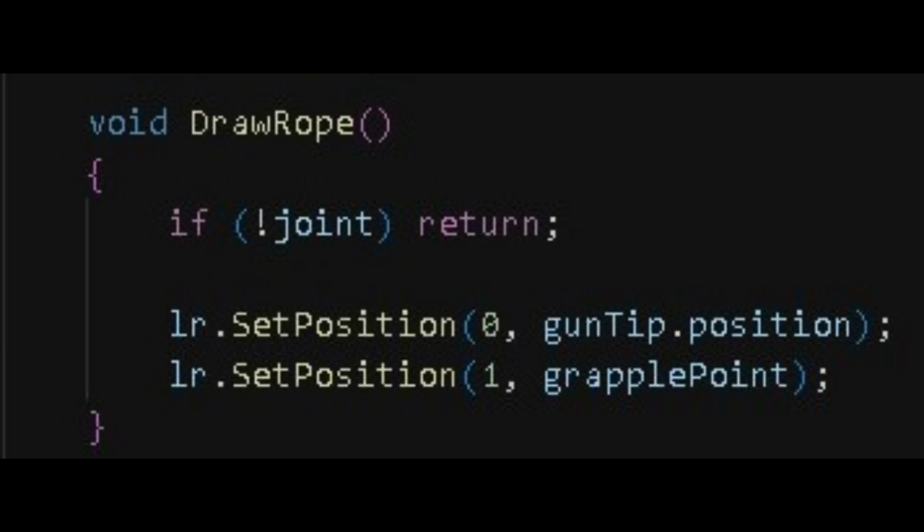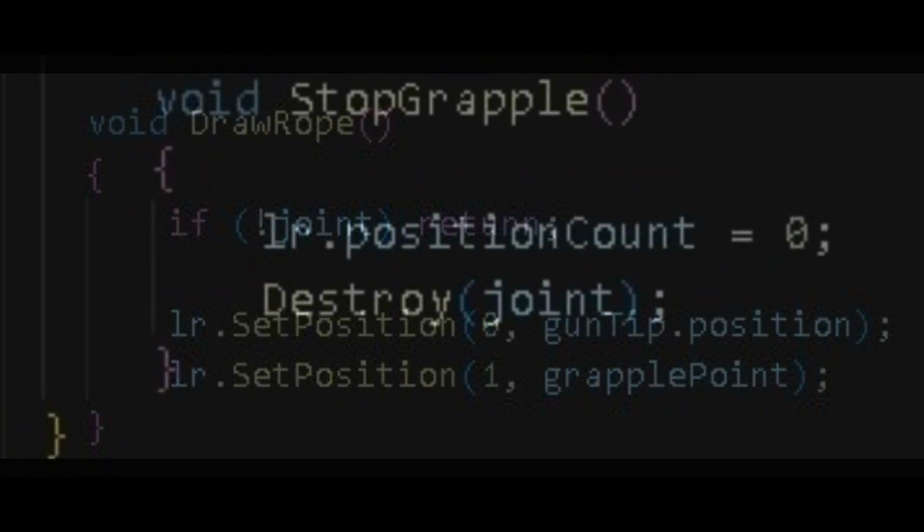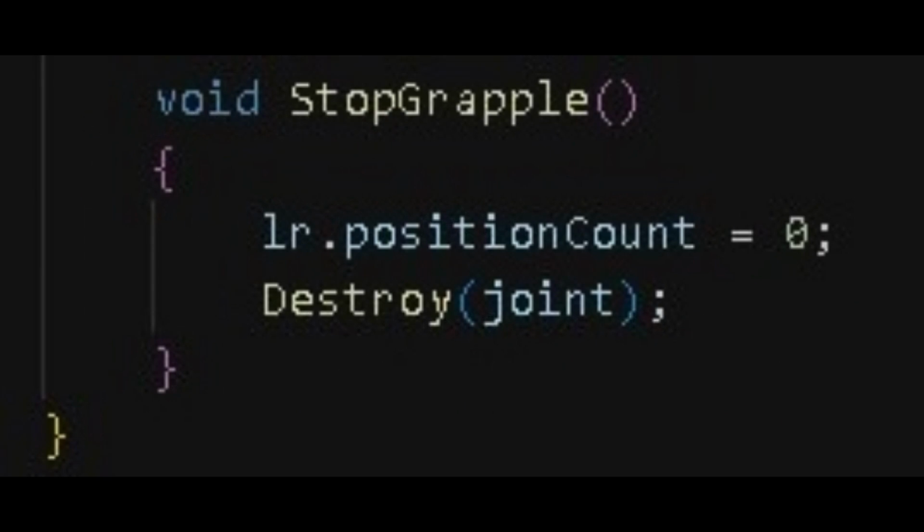Then in draw rope we want to check if the spring joint is not attached. If it is true, then it will make the line renderer X position to 0 and Y position to gun tip position, then make the line renderer position to grapple point. Then in stop grapple we will disable the line renderer and destroy the joint.